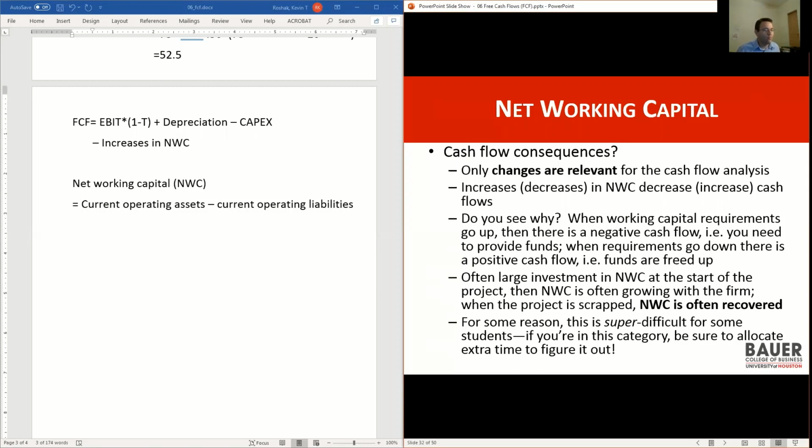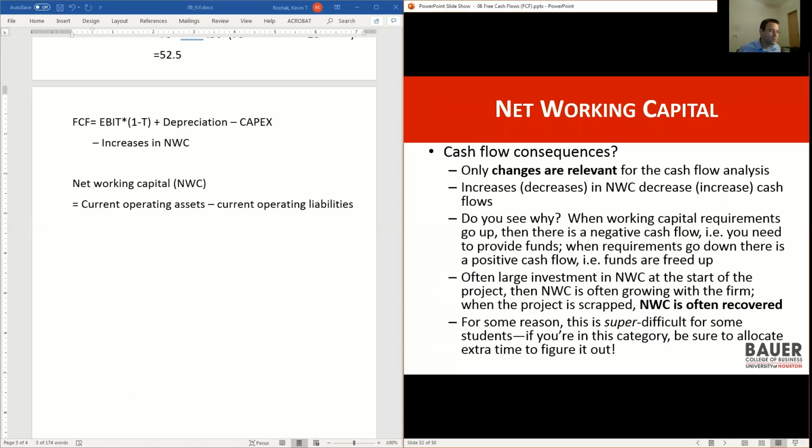So that is called net working capital recovery. When you sell a big asset and you sell all the short-term assets that go along with it, you recover all the stuff that you put into it, all those short-term assets. You're going to recover that at the end of a project.